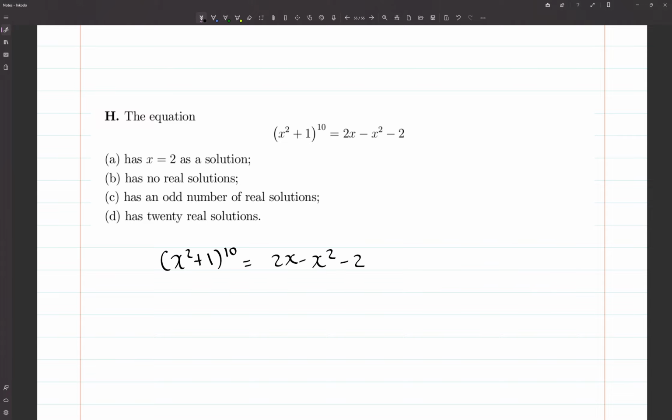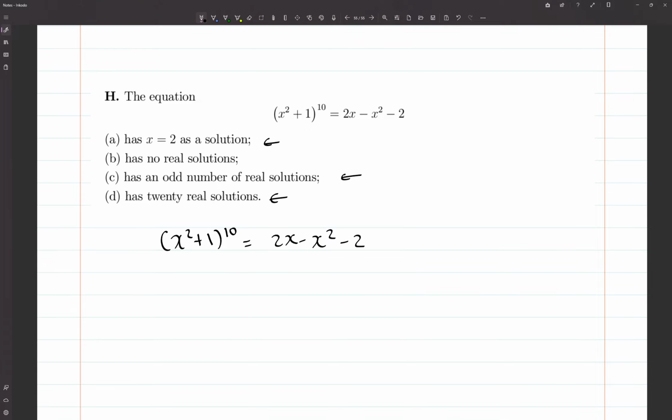The options look a bit weird. Like, has 20 real solutions, has x equals 2 as a solution, has an odd number of solutions. Okay, so I think let's start with A and try to eliminate some of these.